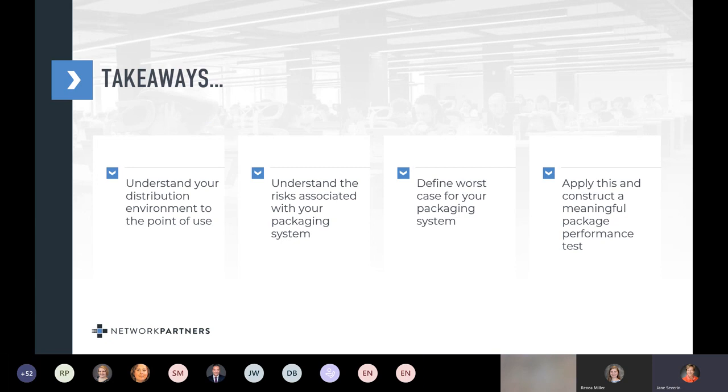So the key takeaways for today's talk are, number one, understand your distribution environment to the point of use. This is really important that you do so. Number two, understand the risks associated with your packaging system. And again, there's numerous ways to do risk assessments to understand what your particular risks are. Define worst case for your packaging system. And finally, apply this and construct a meaningful package performance test. So that concludes the webinar for today.